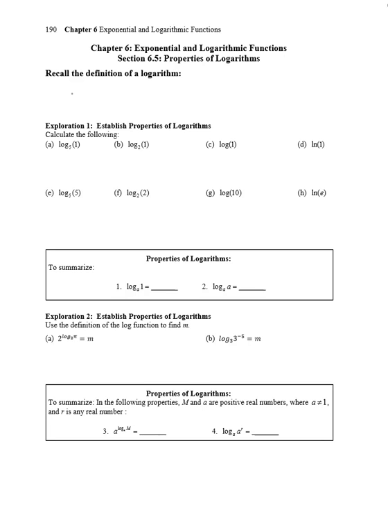This is section 6.5. We're going to be talking about properties of logarithms. So remember, log base A of B equals Y if and only if A to the Y equals B.